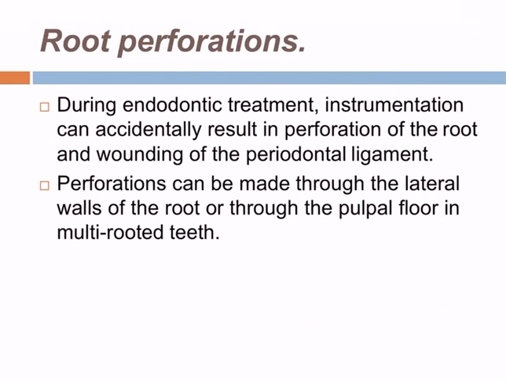Again, this can also happen. You know that your canals are curved. So during endodontic treatment, instrumentation can accidentally result in perforation of the root, and with a slight perforation, you are into the PDL, the periodontal ligament. So perforations can be made through the lateral wall of the root or through the pulpal floor in a multi-rooted tooth. You know, the furcation area, in a multi-rooted tooth you can also go into the furcation. If you go into the furcation, again you are in the periodontal ligament. So these are certain things which can be done iatrogenically by the dentist while performing the root canal treatment.